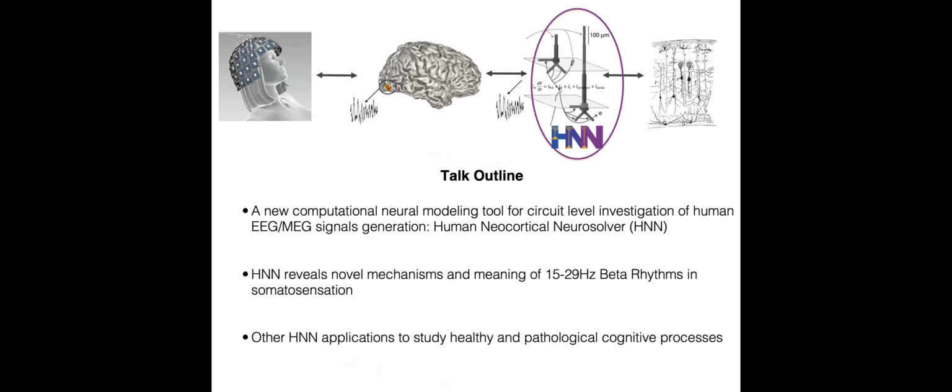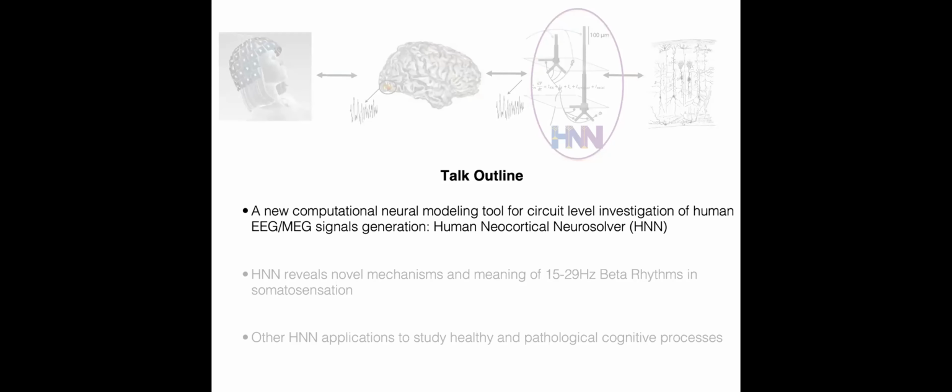So in my talk, I'm just going to begin by giving you some of the background on the development of this modeling tool. And then I'm going to give an example of how we've applied it to study the mechanisms and meaning of brain rhythms and somatosensation. I'm going to be focusing on studies from my lab, where we've looked in particular at these 15 to 29 hertz so-called beta rhythms and their role in tactile detection. And in the very end, I'll briefly describe some other HNN applications to study healthy and pathological cognitive processes.